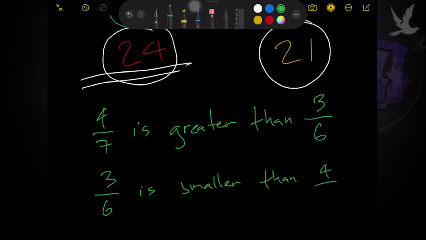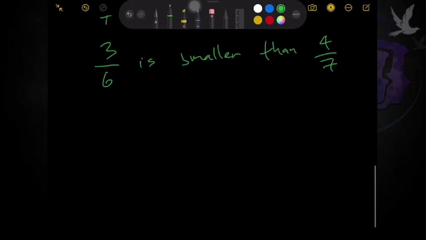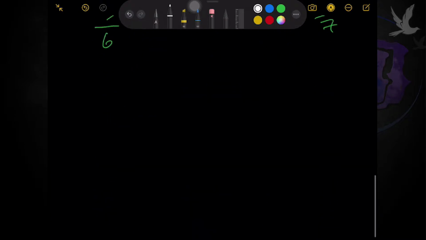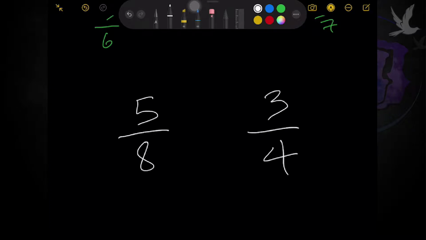So that's how easy it is to identify. Again, I know some of you may have been confused with the process, so let's try another one. 5 over 8 and let's say 3 over 4. Okay. Which is greater? Which is smaller?